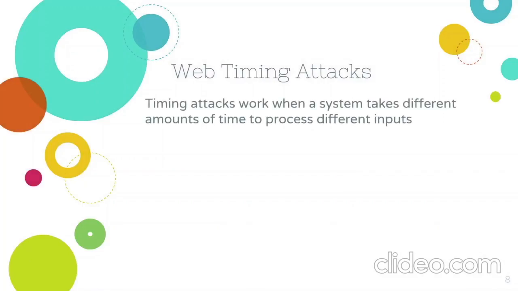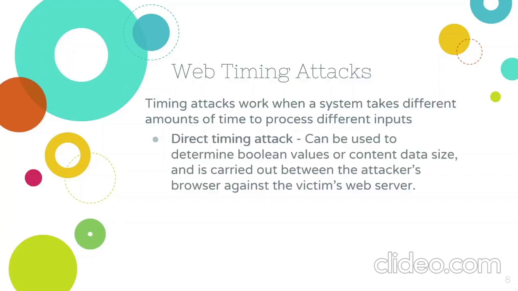Now we'll talk a little about web timing attacks. Timing attacks work when a system takes different amounts of time to process different inputs. They can be categorized into two families. The first one is direct timing attacks. These attacks can be used to determine Boolean values, which could be whether the user is logged in or not, or content data size, such as the size of a user's shopping cart. They are carried between the attacker's browser against the victim's web server.